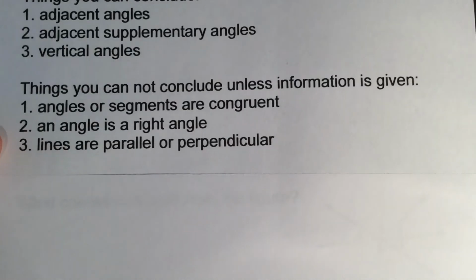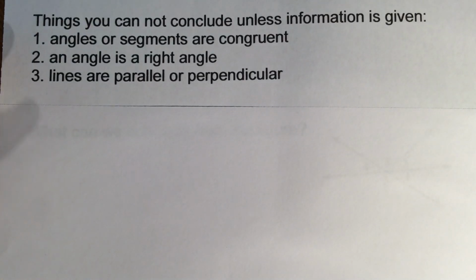Things you can't do, though, unless you have more information, are tell whether angles or segments are congruent. We can't look at them and know for sure they're the same. They may appear to be, but without more information, we can't say. We also can't tell if an angle is a right angle. It may look like it, but it may be 89 or 91 degrees. That looks really close to 90 degrees, but unless it has that box, we don't know. And lastly, whether lines are parallel or perpendicular. They may look parallel or perpendicular, but unless you have that additional information, you don't know.